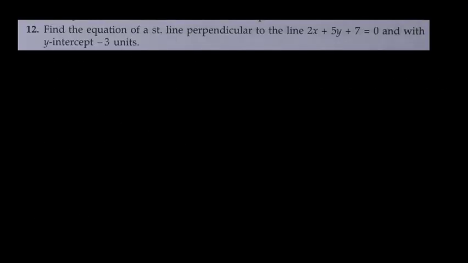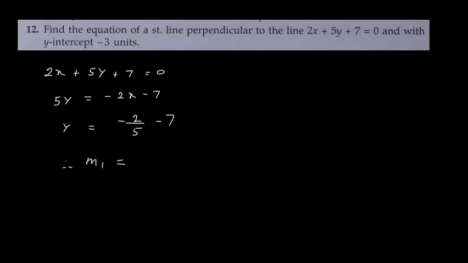Now in the 12th problem, find the equation of a straight line perpendicular to this line with y-intercept minus 3. So first let us say this 2x plus 5y plus 7 equal to 0 is the given line. So from here you can say that 5y equal to minus 2x minus 7. So this gives y equal to minus 2 divided by 5 x minus 7 by 5. So I have m1, say this is m1, equal to minus 2 divided by 5.